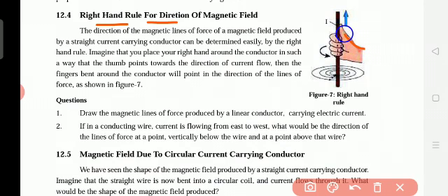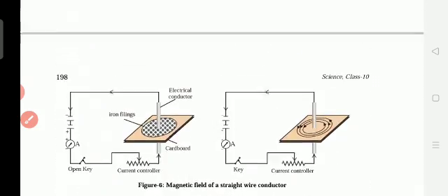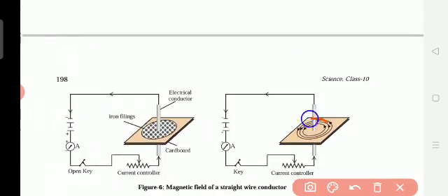In the right hand, when we are showing, the thumb is on top and all four fingers are rounding. This is the way, and this is the conductor. This thumb will show the flow of the electricity, in a straight current carrying conductor. These four fingers folding will show the magnetic field. Magnetic field means this is the magnetic field.